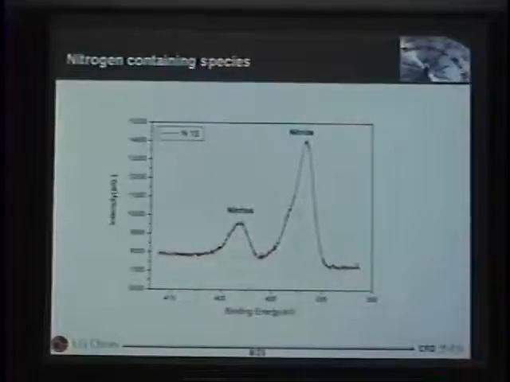So this is the XPS data. When you check the surface of the ITO with XPS, we found two different species. One is nitrite and the other one is nitride.